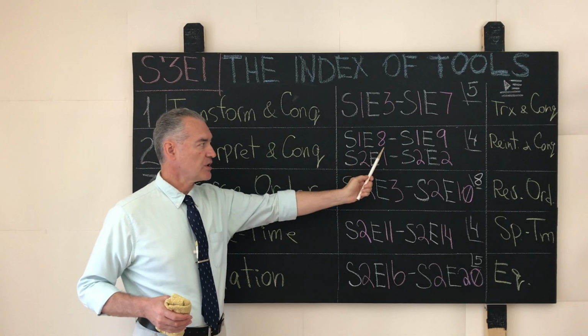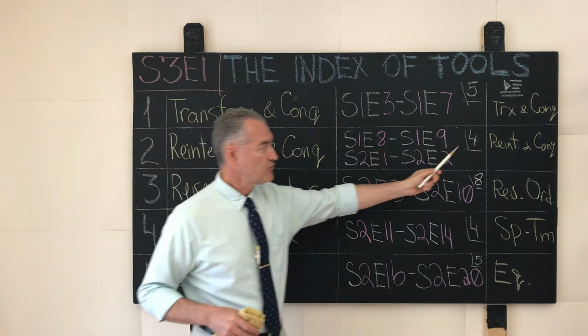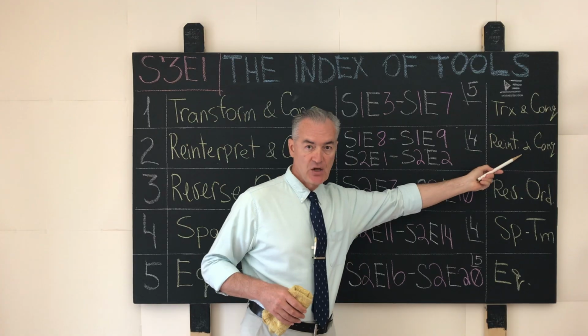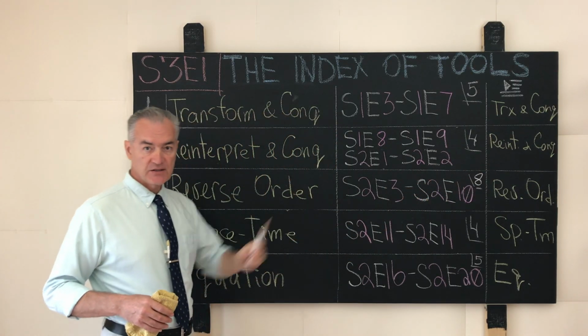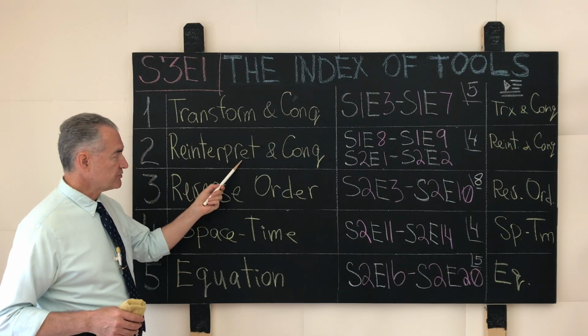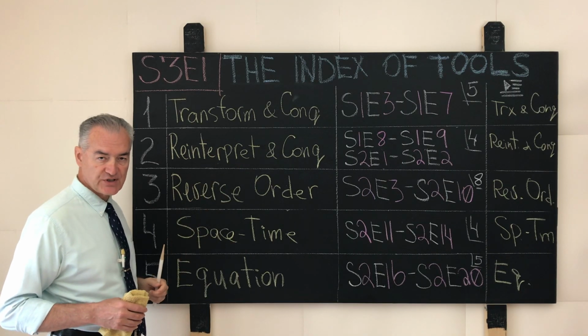Right here, Season 1, Episode 8. If you missed it, this is the place to start. 4 episodes, and Reinterpret and Conquer, again, is a playlist. All the episodes that pertain to Reinterpret and Conquer live in that playlist. And again, in 2 seconds or less, the Reinterpret and Conquer problem-solving approach works in such a way that, again, we want to do 2 things.